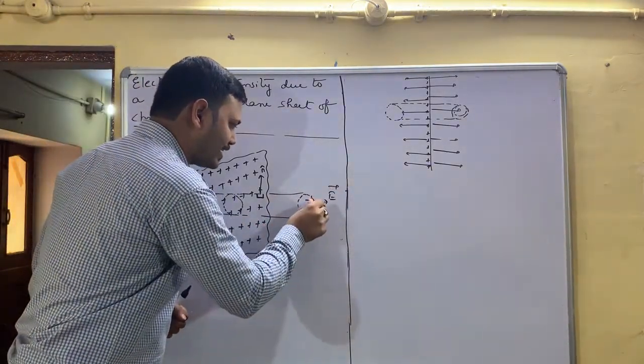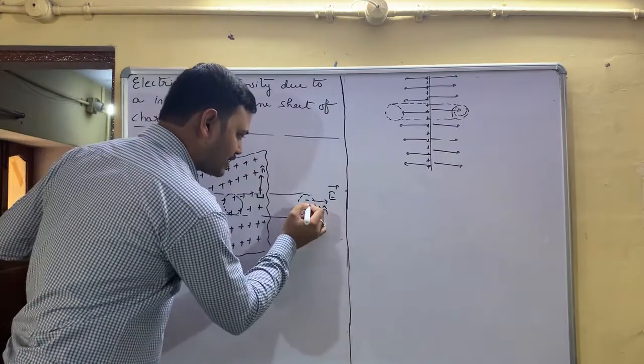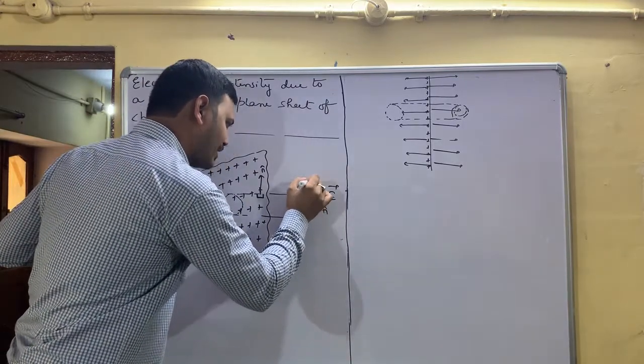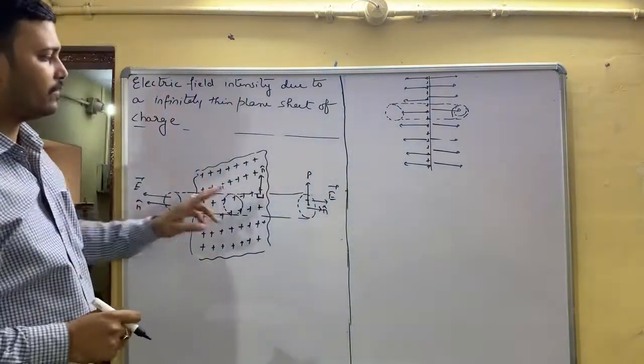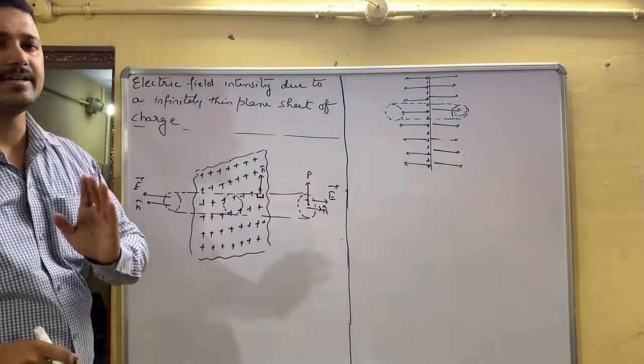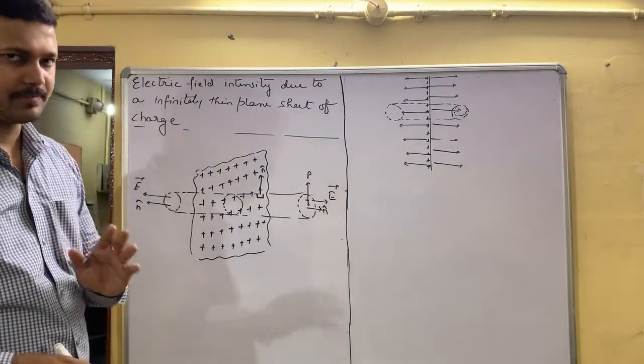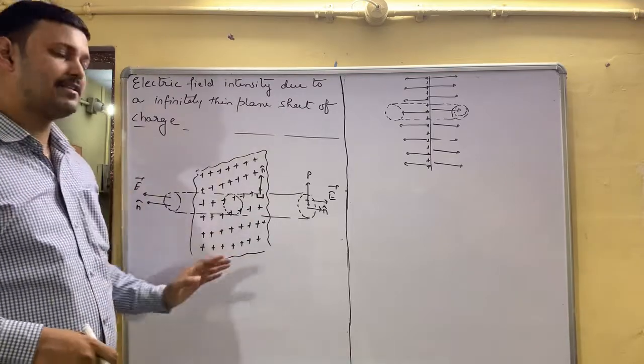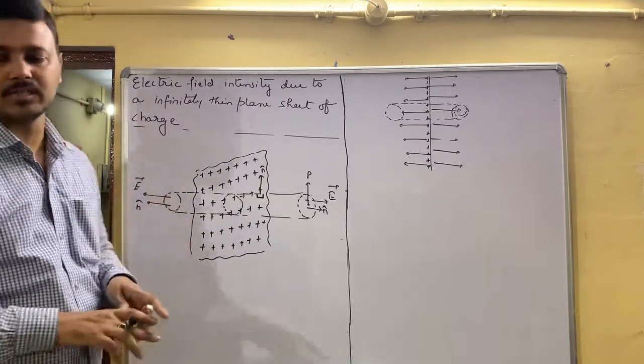Let's draw a straight line actually. That's why I'm just erasing it. We need to draw a straight line like this. Okay? This is point P where we need to find the electric field intensity. Am I clear? Now again I will say that this sheet is so thin.